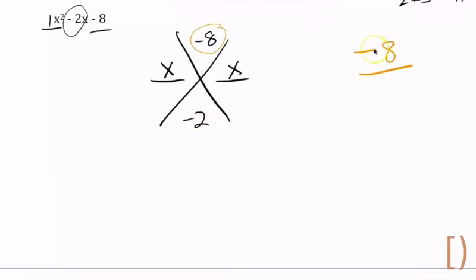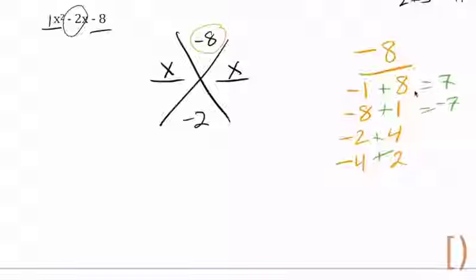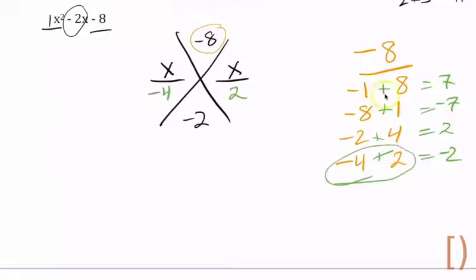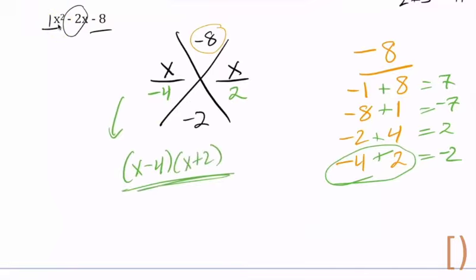Everything that multiplies to get 8. Negative 1 and 8. By the way, keep in mind it's a negative, so I need one of them to be negative, one not to be negative. Negative 8 and 1. Negative 2 and 4. Negative 4 and 2. Add these up. You get 7, negative 7, 2, and negative 2. So that's the winner. So negative 4 and 2. Nothing reduces because this is one of the easier ones. And you just rewrite it. X minus 4, X plus 2. And that's the factors of that.